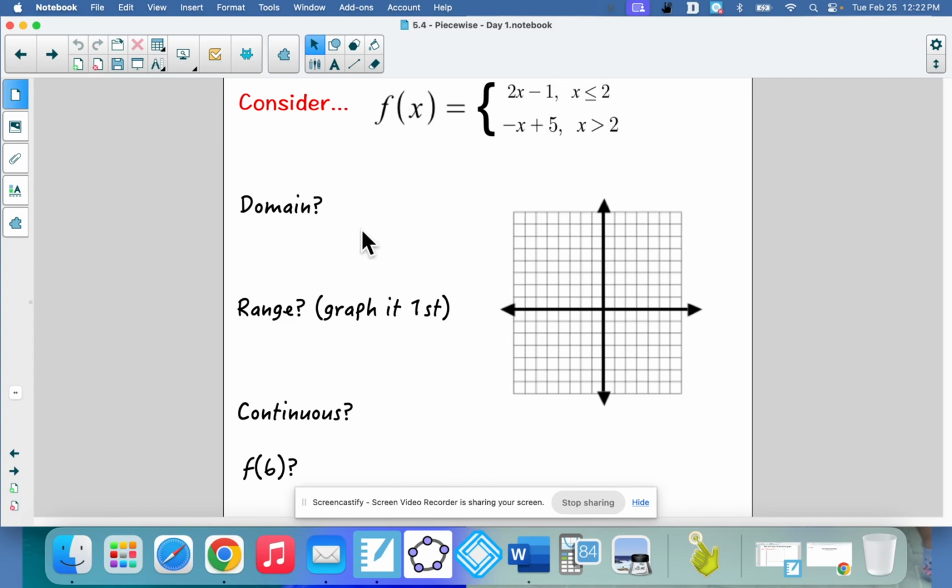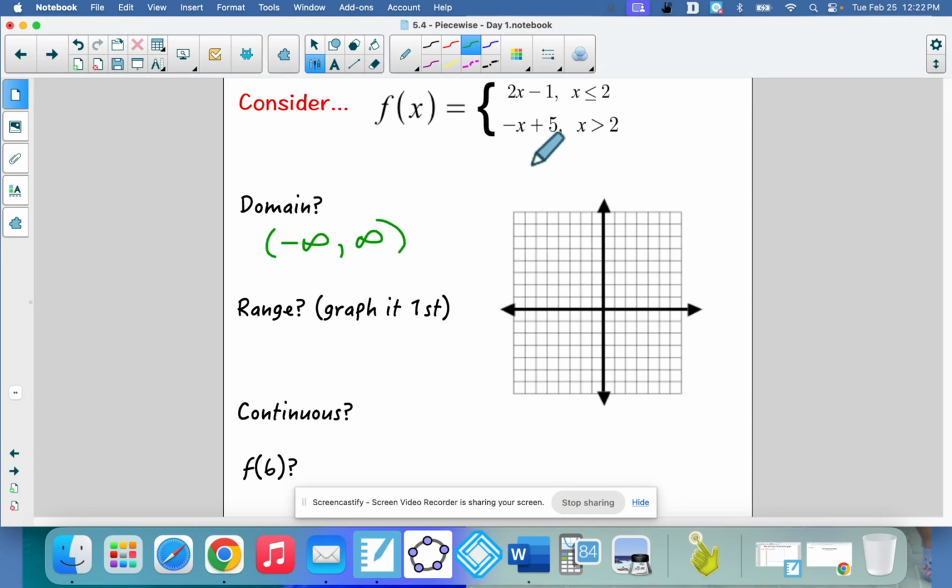And so the domain, you could get it by graphing it. Well, actually, why don't we graph it first and then we'll get the domain. But the domain is going to be everything, because you're less than 2, you're equal to 2, and you're greater than 2. So that's just going to be negative infinity to infinity. I'm going to show that on the graph once we finish it as well.